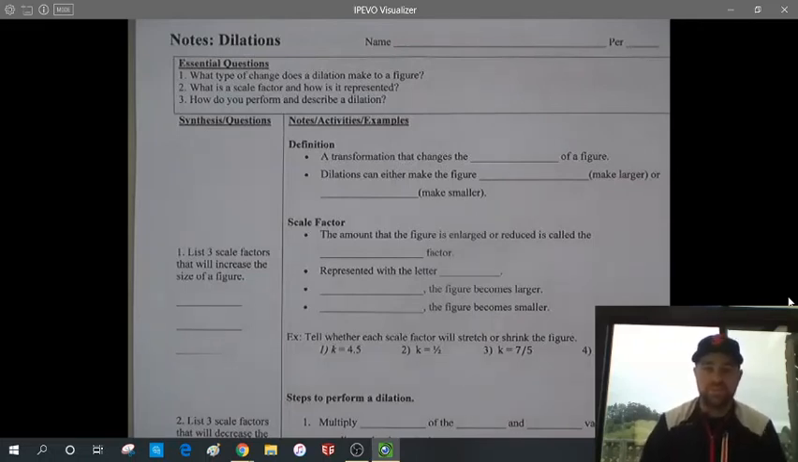Dilations. It's our final transformation that we're going to be talking about here. With dilations, the other transformations that we've talked about thus far, translations, reflections, and rotations, are all known as rigid transformations. The word rigid transformation refers to the fact that we are keeping the size of the figure the same. All we're doing is just changing position or direction when we're making those other transformations.